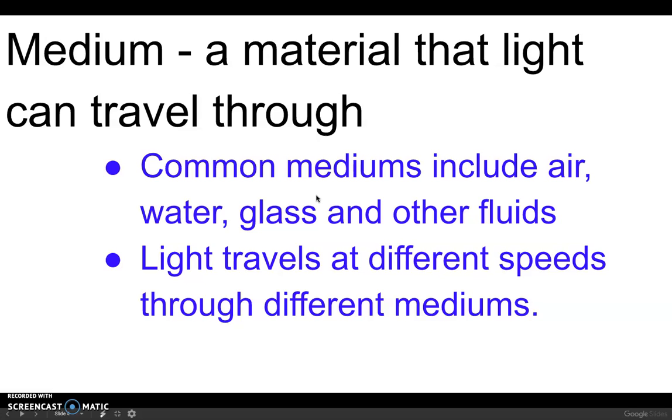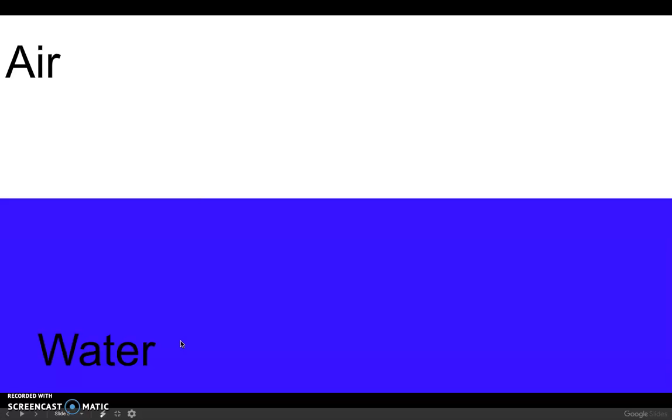So let's first define a few terms. Medium, that's a material that light can travel through. Some common mediums include air, water, gas, and other fluids. Light travels at different speeds through different mediums. And so here we're going to do an example where light is traveling through one medium, air, and then it reaches another medium, water, and we'll show what happens to the light when that happens.